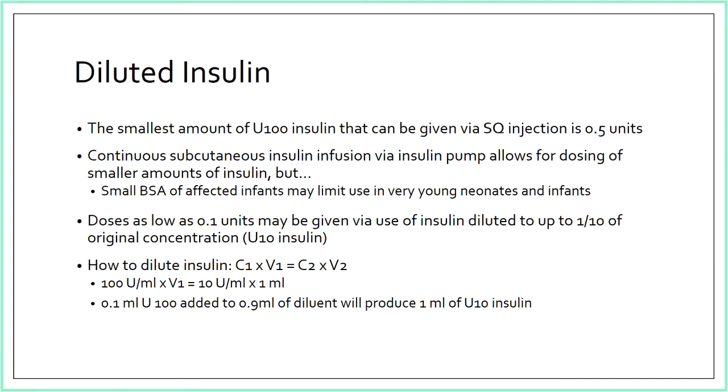So if you dilute insulin, you can give doses as low as 0.1 units when it's diluted to U10, so about 1/10 of the original concentration. And then the question becomes, well, how exactly do we dilute insulin? So we have to go back to our high school and college chemistry and remember that C1 times V1 equals C2 times V2. So if you have U100 insulin and you're trying to make 1 ml of U10 insulin, you would take 0.1 mLs of U100 and add that to 0.9 mLs of diluent, and that's going to produce 1 ml of U10 insulin.